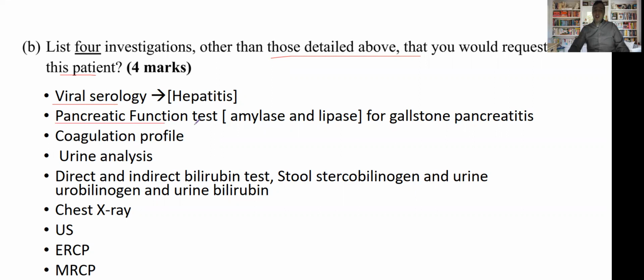I would also like to do a pancreatic function test. Why? Because of serum amylase and serum lipase for gallstone pancreatitis, to rule out pancreatitis as the cause of this pain. Coagulation profile is very important. It is important to prepare this patient, because he has an acute abdomen. So this patient might need surgical intervention at any point. So you have to prepare this patient for operative or surgical intervention. Coagulation profile is one of the investigations that has to be done.